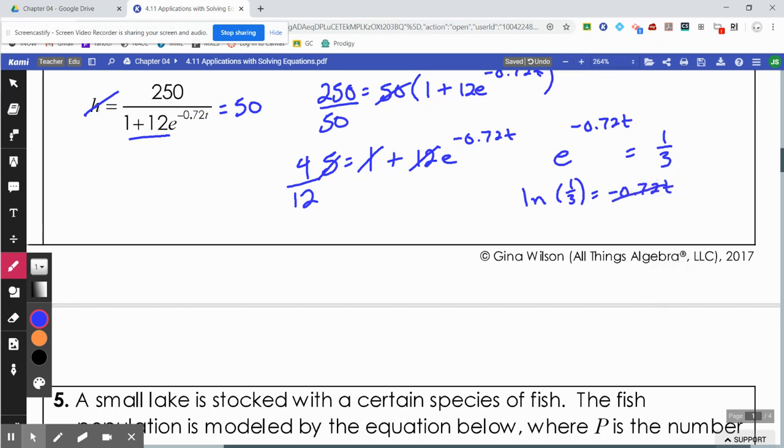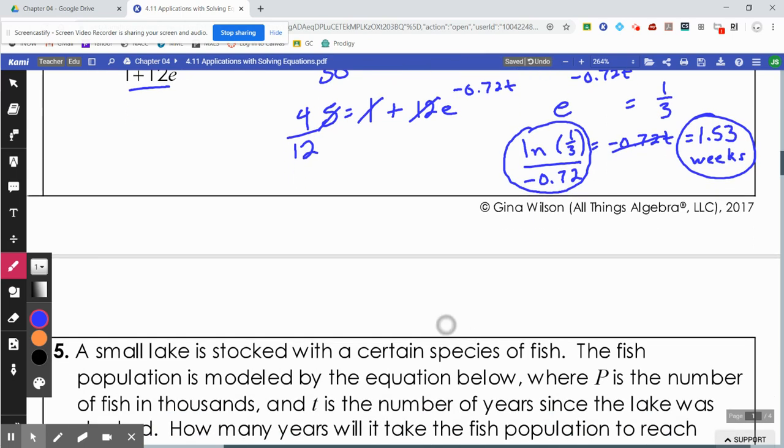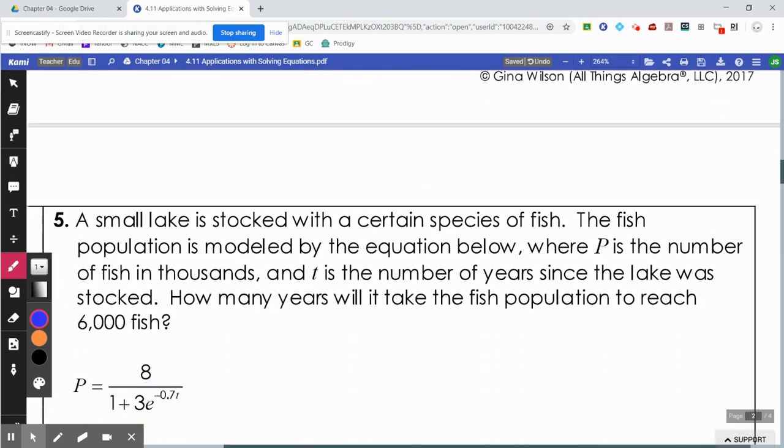Let's go ahead and get rid of the negative 0.72 by dividing by negative 0.72. So now this is all just typing into our calculator. Use your natural log button, the natural log of 1/3, divide that by negative 0.72, and you're going to get about 1.53 weeks. So it's going to take 2 full weeks. It's about a week and a half. It's going to take nearly 2 full weeks in order to get that height that we need.